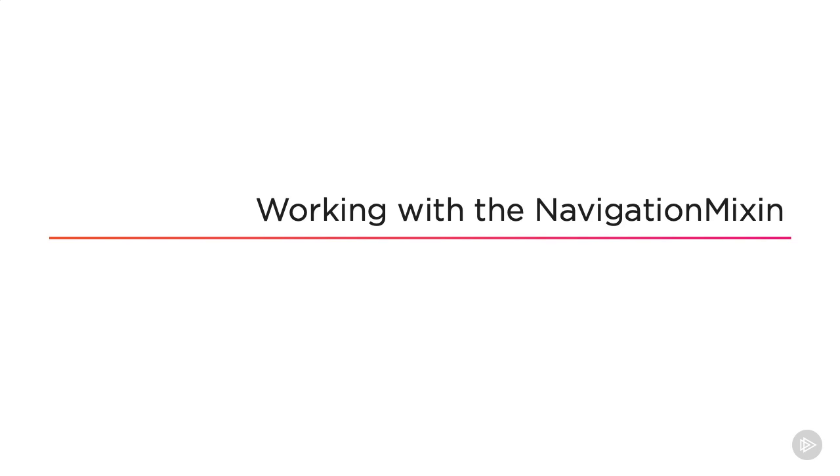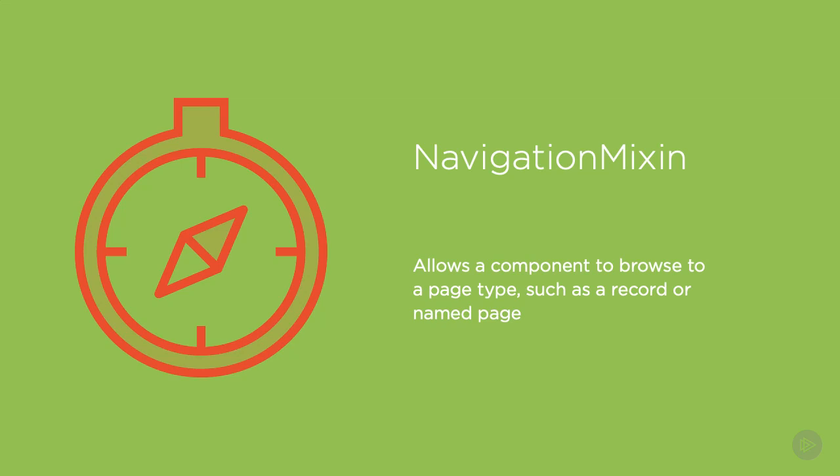In the last clip, I suggested that it might be nice if the user were able to click one of those tiles and then they were directed to a record detail page. Well, in this clip, I will be showing you how to do just that by using the NavigationMixin. And now, what is the NavigationMixin, you might be thinking? Well, it allows users of your component to initiate some action and then be directed to a page type such as a record page or even just a specific page name.